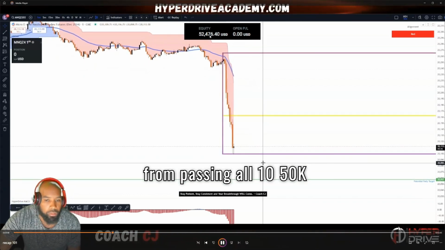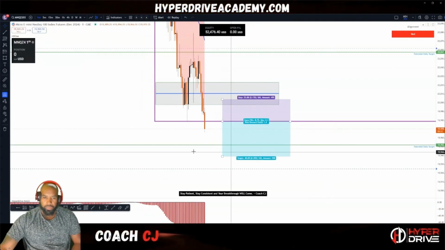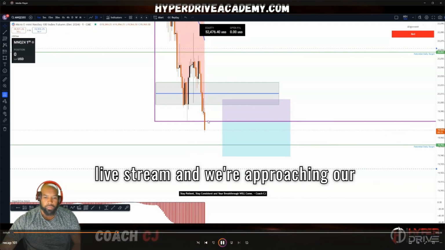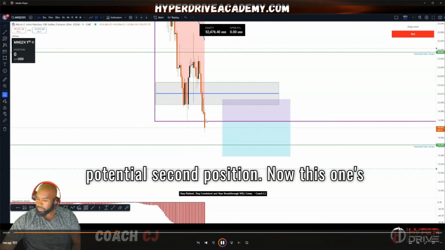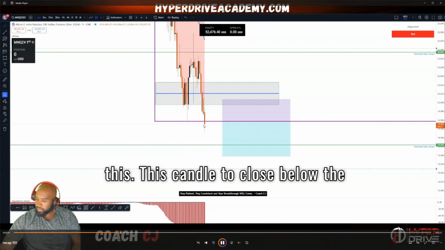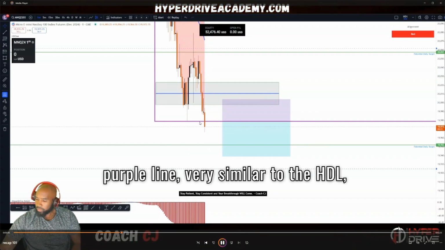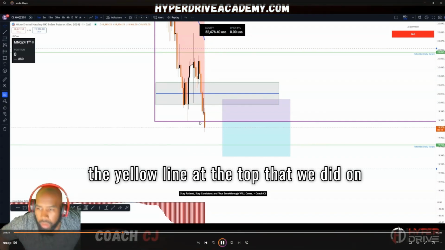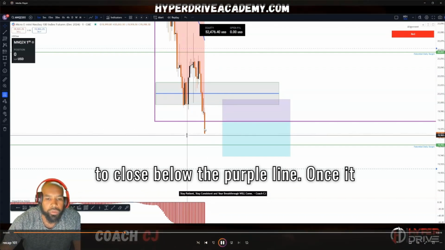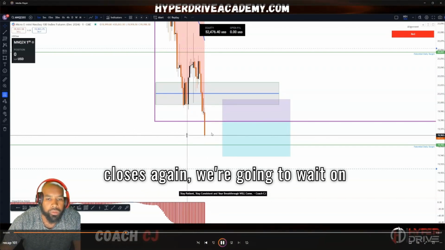So we fast forwarded through the live stream, and we're approaching our potential second position. This one's called our ORL, so we're waiting for this candle to close below the purple line, very similar to the HDL, the yellow line at the top that we did on our first entry. We're waiting for this to close below the purple line. Once it closes, again, we're going to wait on another candle.